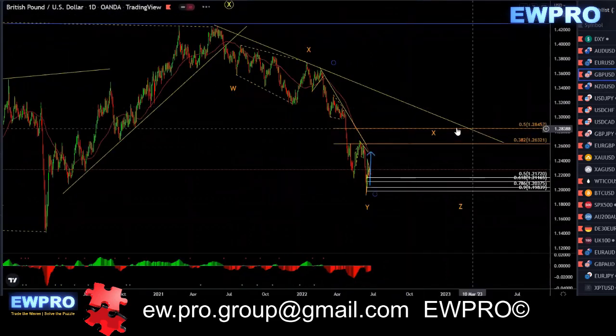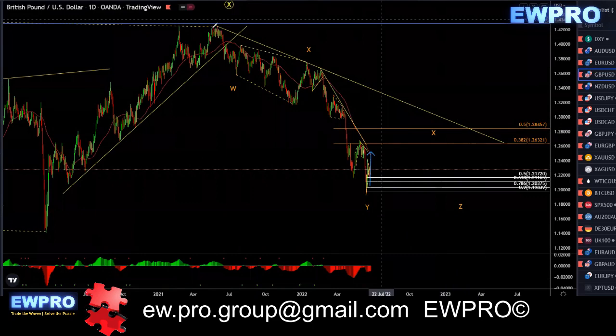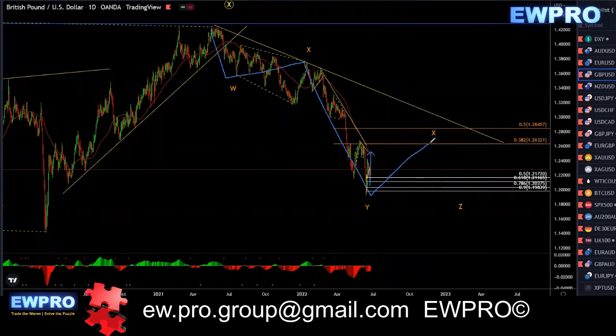GU on the daily. So we're looking at that WXY. We're looking for that X up to the 38.2, and then we'll be looking for that Z down. We don't have any bullish divergence.